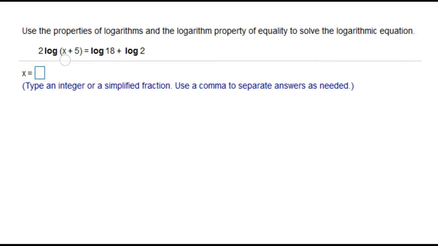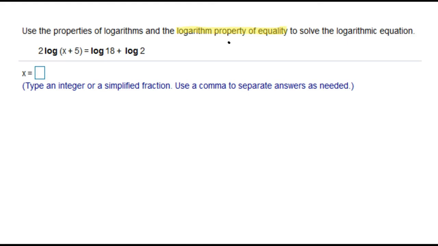2 log of (x plus 5) equals log 18 plus log of 2. So let's make sure we know about this property of equality so we know what we're working towards.